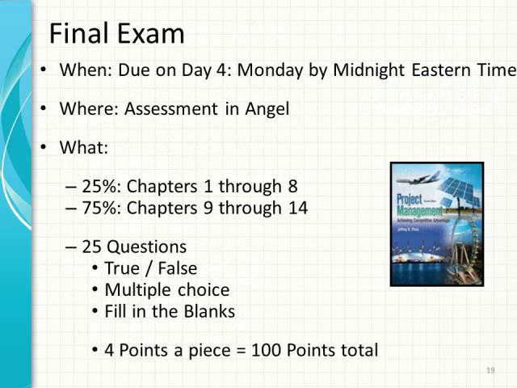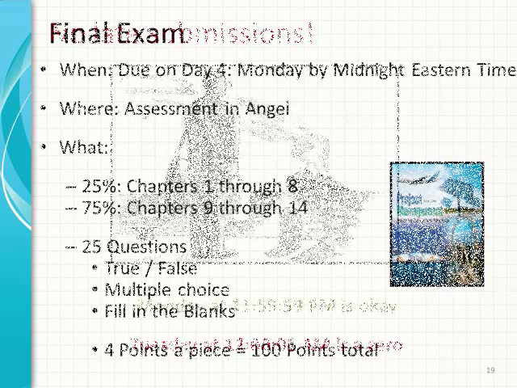One of our final assignments is, well, the final exam, and that's due on day 4, which is Monday by midnight Eastern Time, and that's an assessment type activity up in Angel. Now, 25% of the questions will be on chapters 1 through 8, but the majority come from what we've done since the midterm. Now, there are 25 questions of 3 different types: true false, multiple choice, and fill in the blank, and they're worth 4 points apiece.